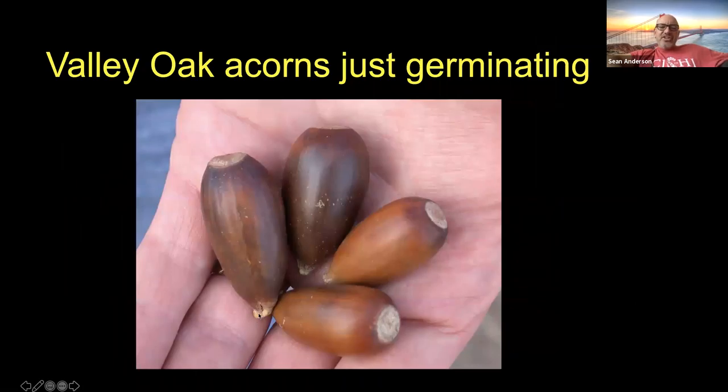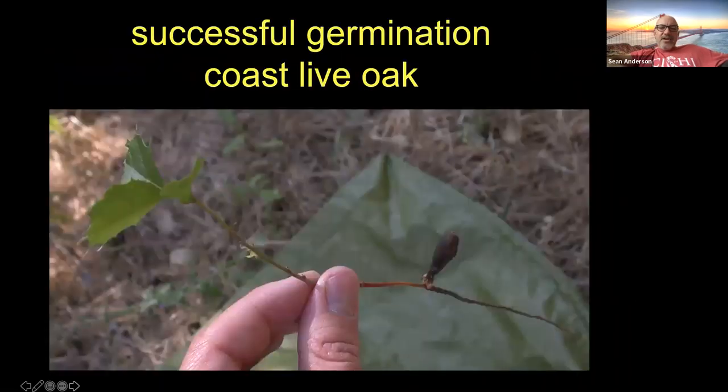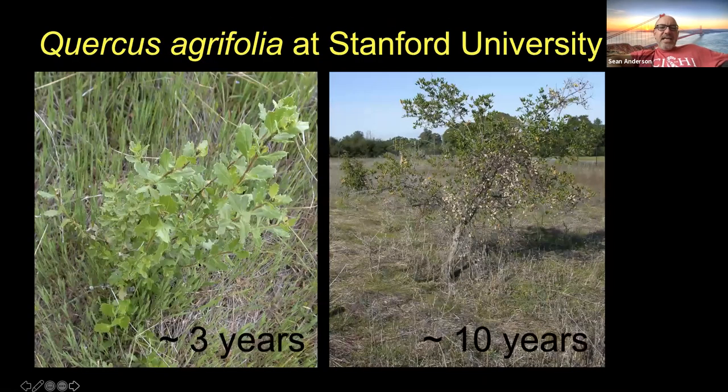Here's some valley oaks just starting to germinate. You can see it right here, but this one is the easiest. You're just starting to see the cotyledon come on out. Already saw this is the coast live, as I mentioned. And so what we hope with our restorations is we plant these individuals and they start to grow, right?